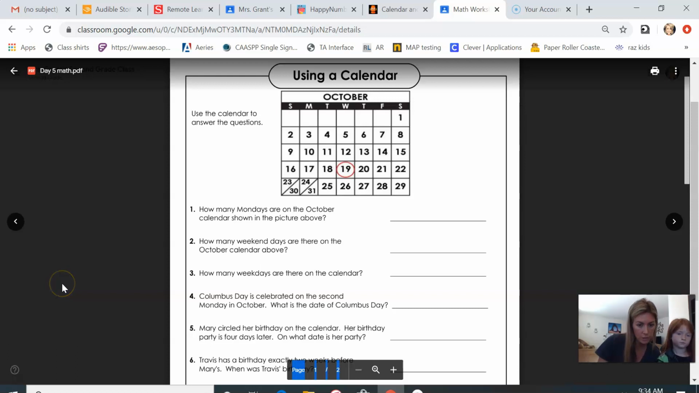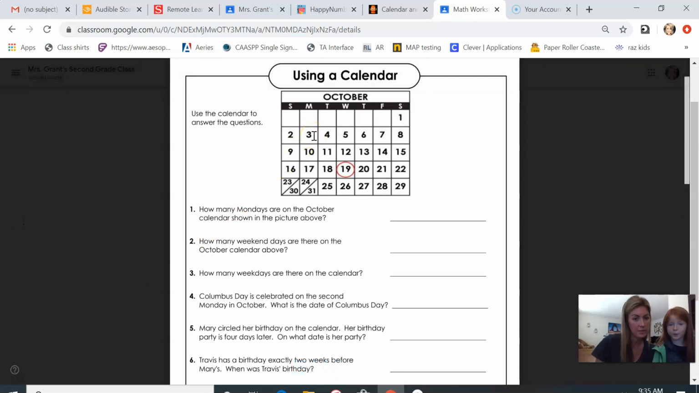Let's check out question number 4. It says that Columbus Day is celebrated on the second Monday in October. What is the date of Columbus Day? So first, let's find where the first Monday of October is. Right there. And what date is it? The 3rd. So if it's the second Monday, we just go down one square on the calendar, and that's exactly 1 week later, 7 days later.